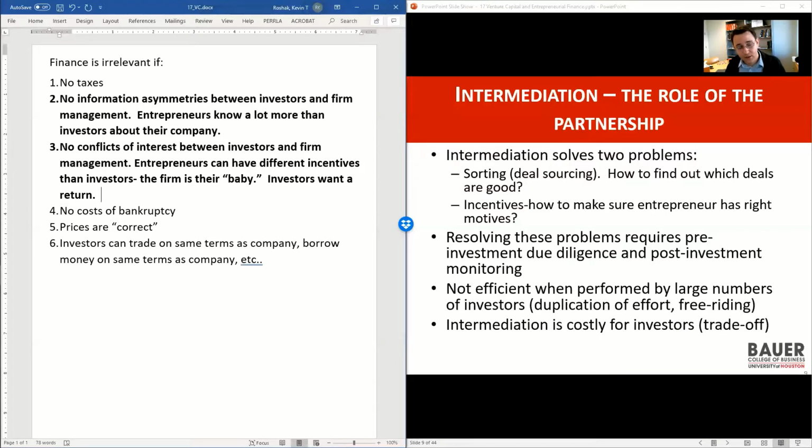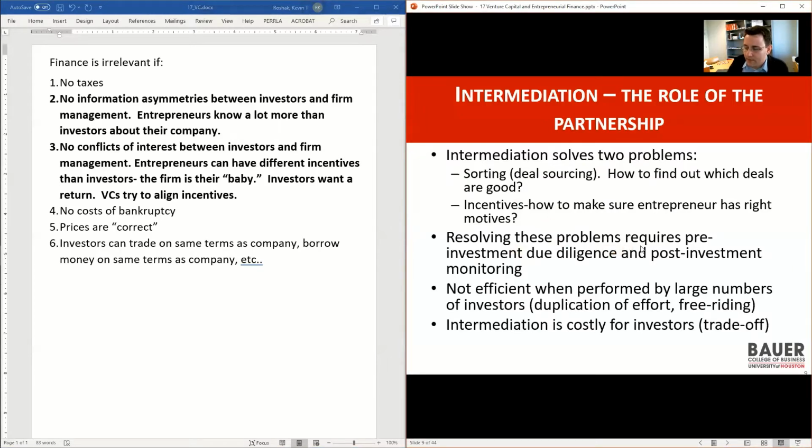A VC is going to try to align these things. A VC is trying to make everyone work toward the same end. Try to align incentives so that the entrepreneur also wants to make money with the investors. So we're going to try to resolve these M&M problems.